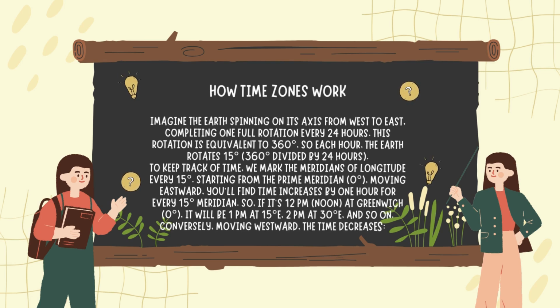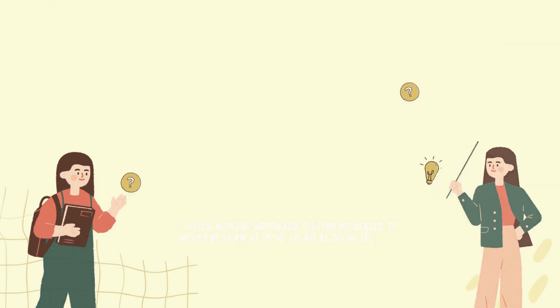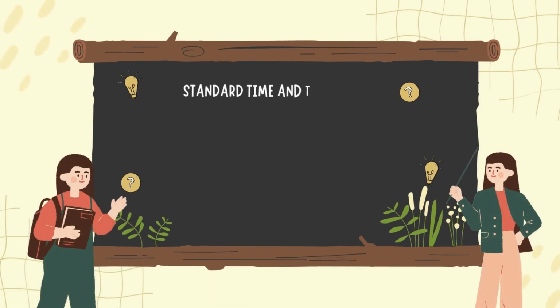Conversely, moving westward, the time decreases. It would be 11 a.m. at 15 degree line, 10 a.m. at 30 degree lines, etc. Standard time and time zones.